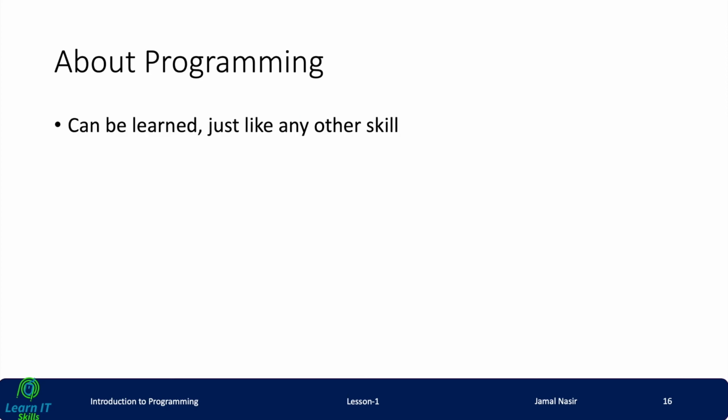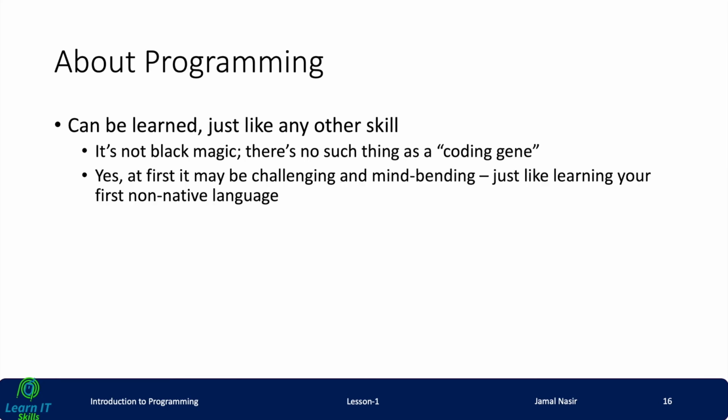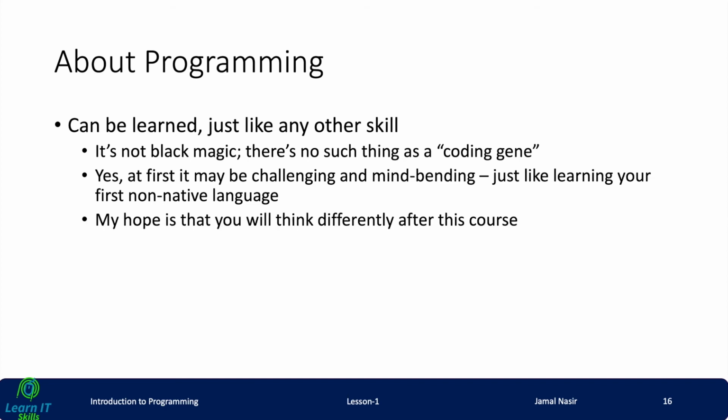Okay, so programming can be learned just like any other skill. So don't worry, it's not something that should be in your genes or inheritance. No, you can learn. It's a skill. It's not black magic. So there's no such thing as a coding gene. Yes, at first it may be challenging, a nightmare, or something mind bending, but just like learning your first non-native language, right? So my hope is that you will think differently after this course.